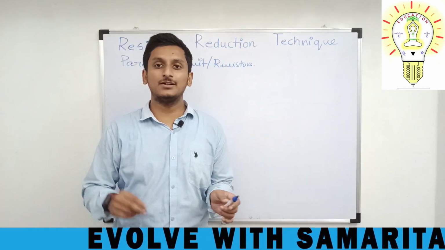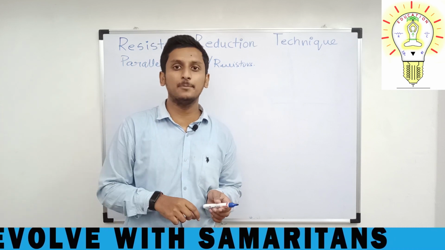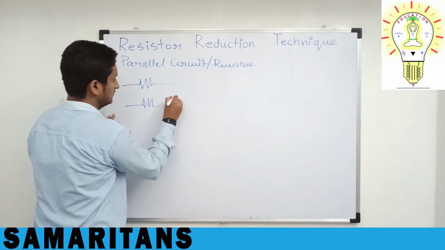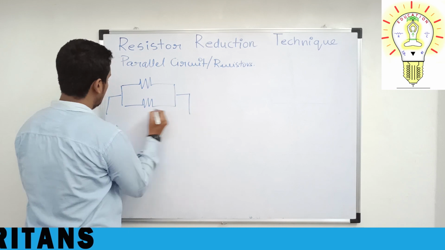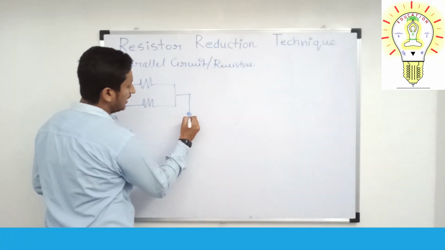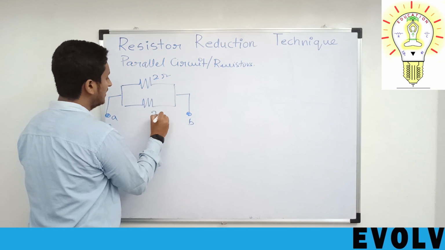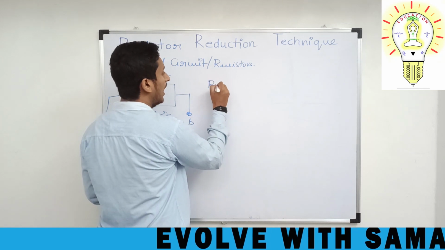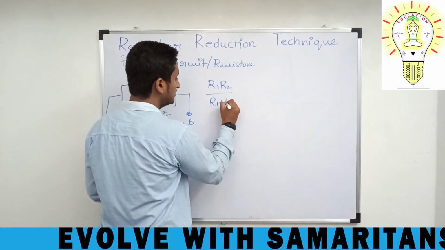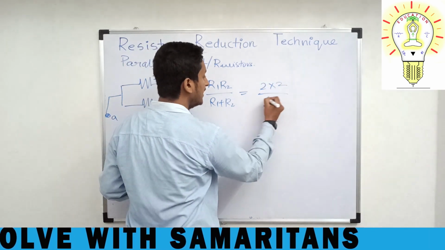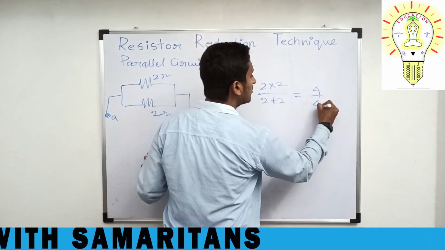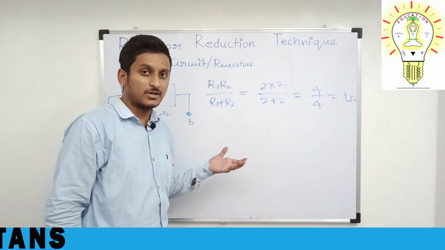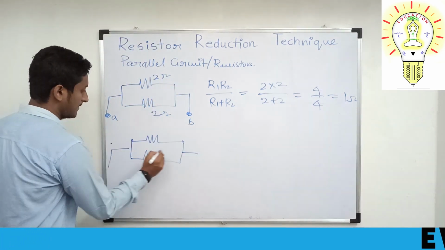Now, let us see, if there are 2 resistors of the same value connected in parallel, how do we do it? If I have to calculate the resistance between A and B and the values are 2 ohms and 2 ohms, how should I calculate? As per the traditional formula, you write R1 into R2 by R1 plus R2. So, 2 into 2 by 2 plus 2 is 4 by 4, equal to 1 ohm. But I am going to show you a shortcut for this. Now, let us look at that shortcut.